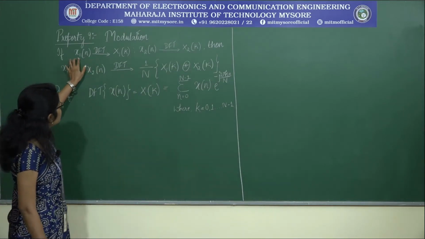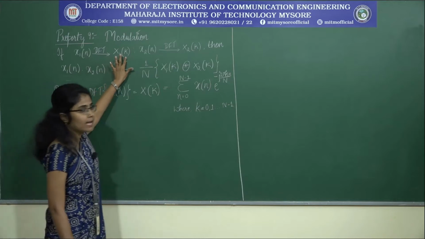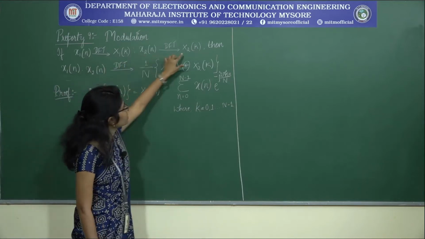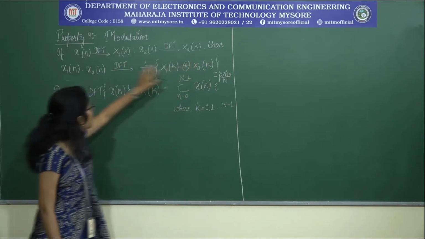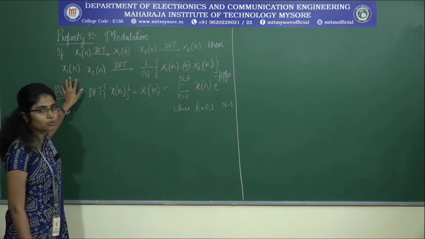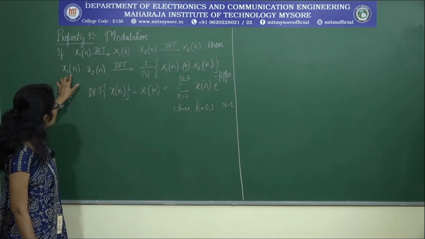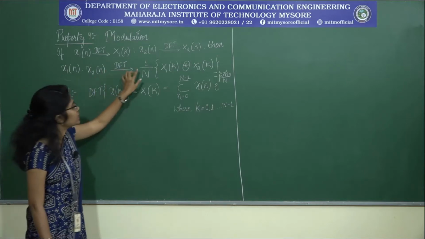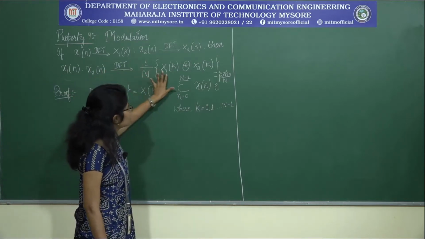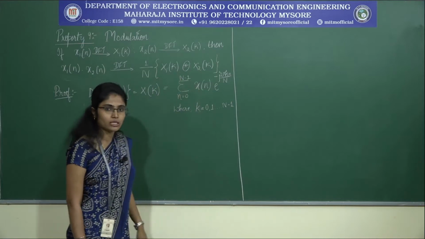The DFT of x1 of n is X1 of k and the DFT of x2 of n is X2 of k. Then according to the modulation property, we need to prove that the DFT of x1 of n into x2 of n gives us 1 by N, X1 of k circular convolution with X2 of k.